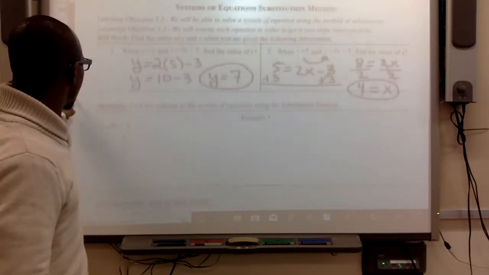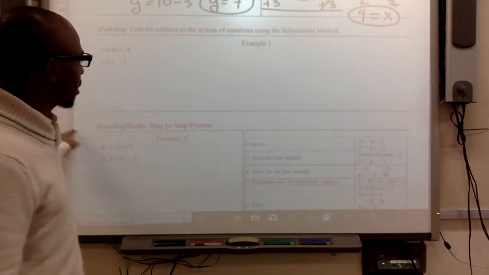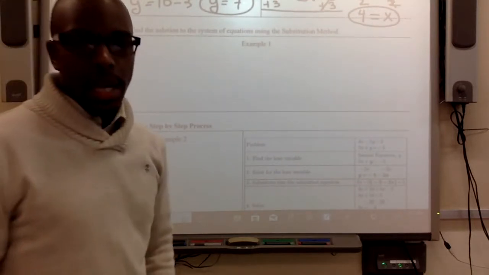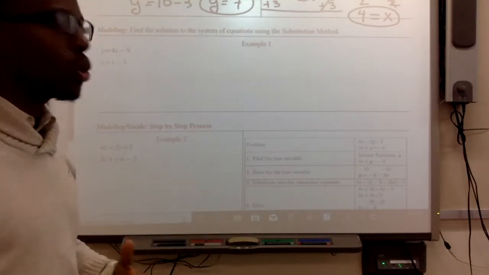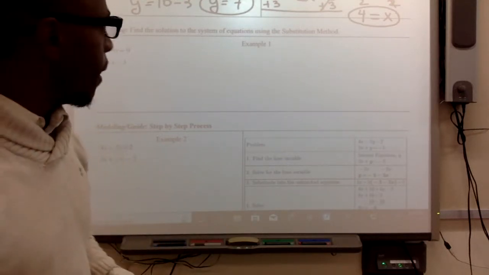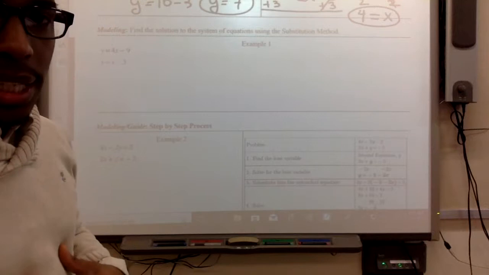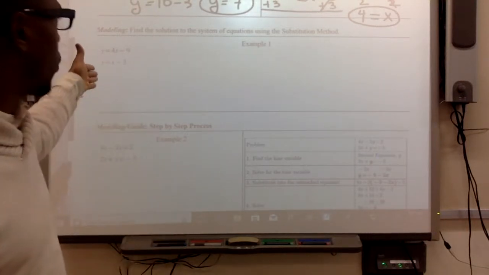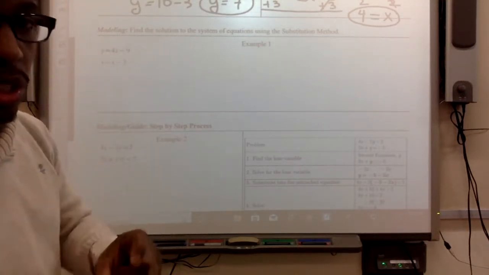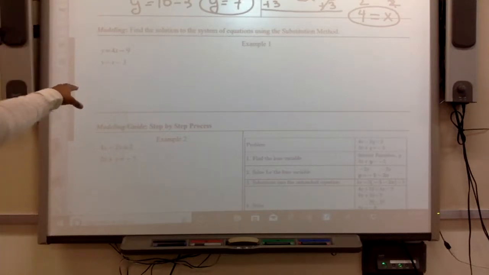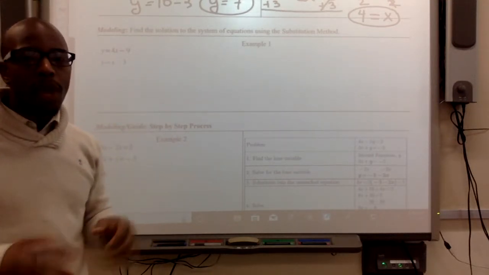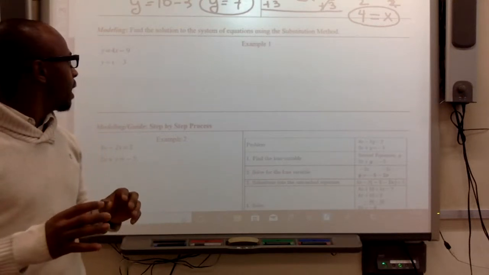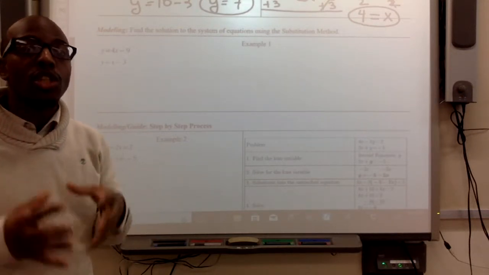Okay, so as I scroll down here, I'm going to the modeling section. It says: find the solution of the system of equations using the substitution method. The very first thing I see is they told me y is equal to 4x minus 9 in one equation, and the other equation says y is equal to x minus 3. So I have 2 equations here, and I want to say, what is the solution?